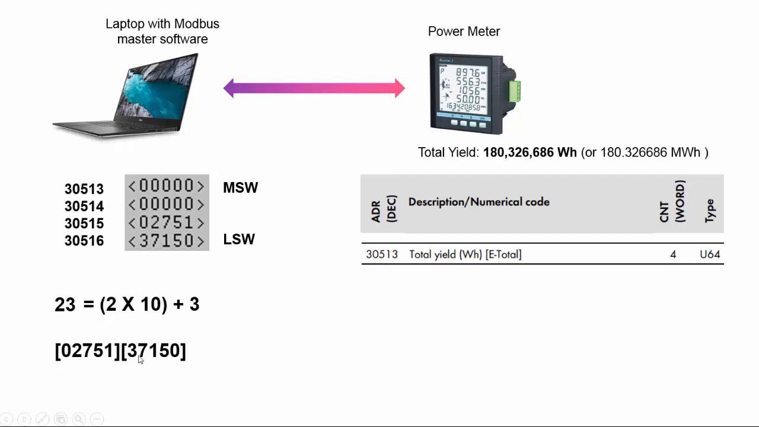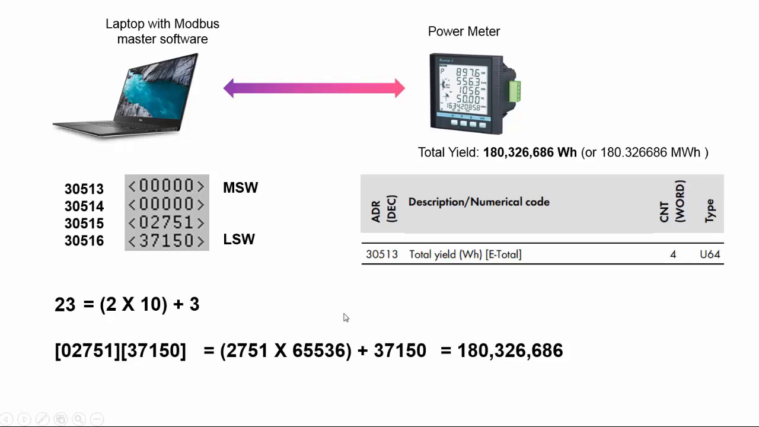What we have here is two 16-bit registers. This is 37,150, that's fine, but this is not 2751. This is 2751 multiplied by 65,536, just as it was 2 by 10 here. And what you get is this, and when you multiply it out, you get that, which is exactly that. So that was the missing link, the part you couldn't put together.